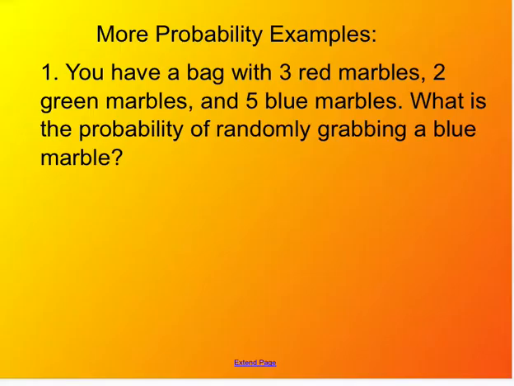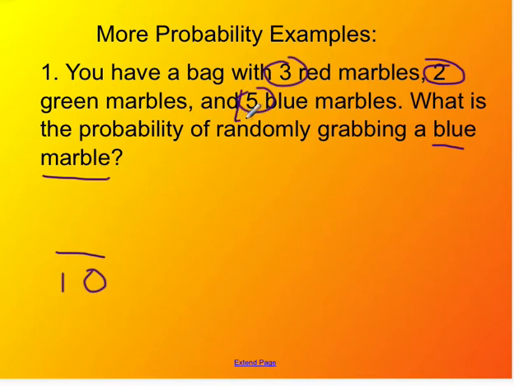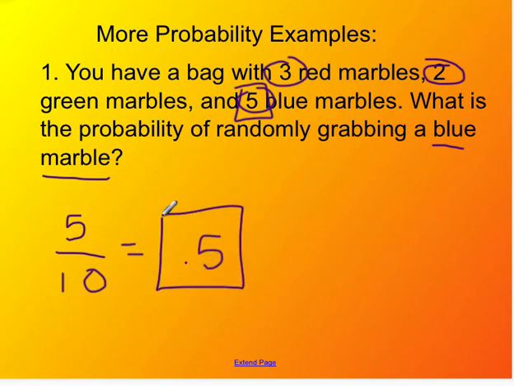Next, let's take a look at some general probabilities. You have a bag with 3 red marbles, 2 green marbles, and 5 blue marbles. First thing I want to do is figure out my total. So I have 3 plus 2 plus 5. That's going to be 10 when you add all of those together. What is the probability of grabbing a blue marble? Blue marbles represent my success. I see that there are 5 blue marbles. So my success for grabbing a blue marble is 5 divided by 10. When I do 5 divided by 10, I end up getting 0.5, which means there's a 50% chance that I grab a blue marble out of that bag.